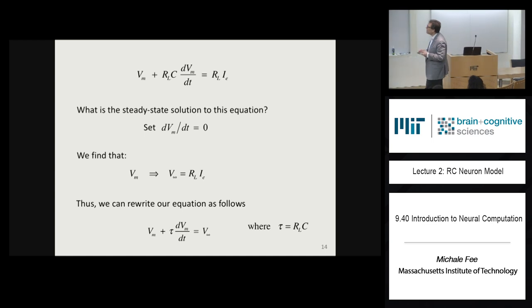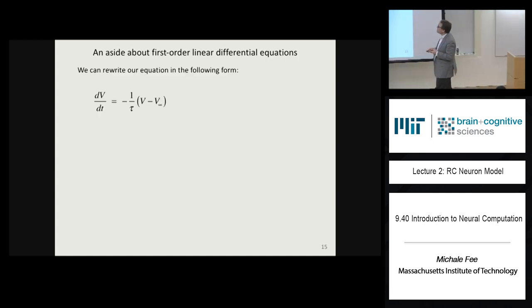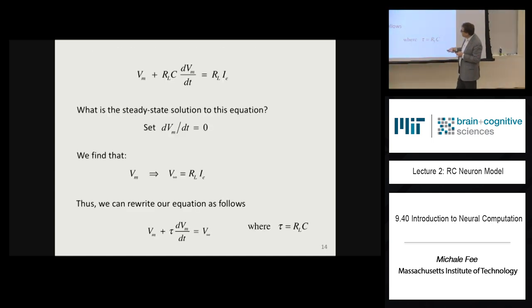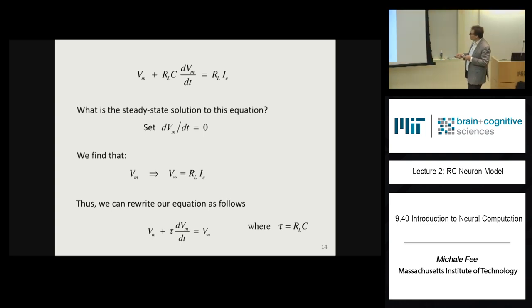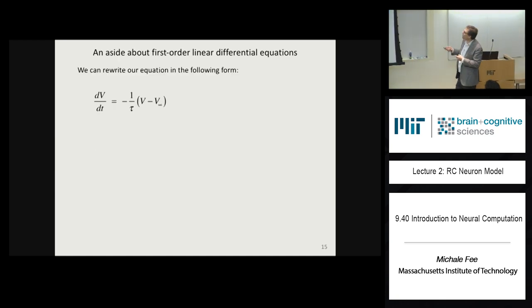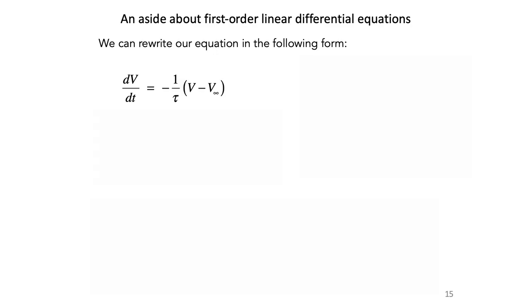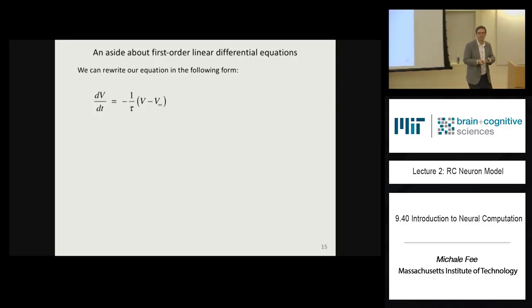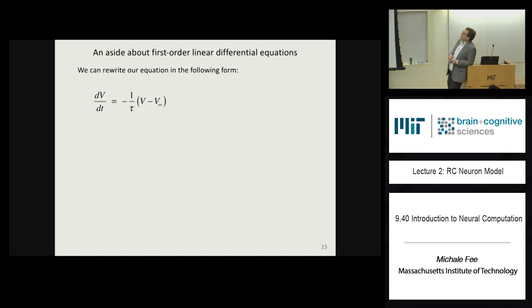So what does this mean? Let's rewrite this equation a little bit. Let's move this term to the other side and divide both sides by tau. And here's what you get. dV/dt equals minus 1 over tau times V minus V infinity. Now let's take a look at what the derivative dV/dt looks like as a function of voltage.